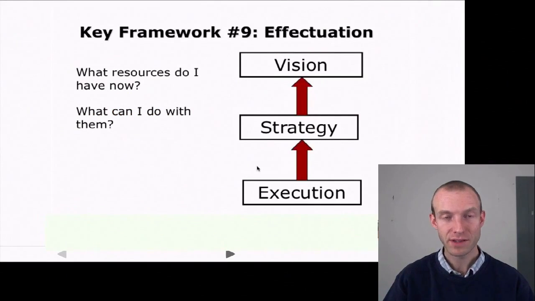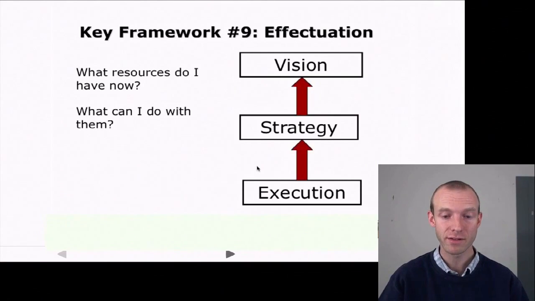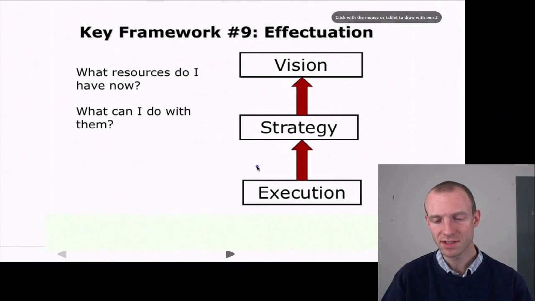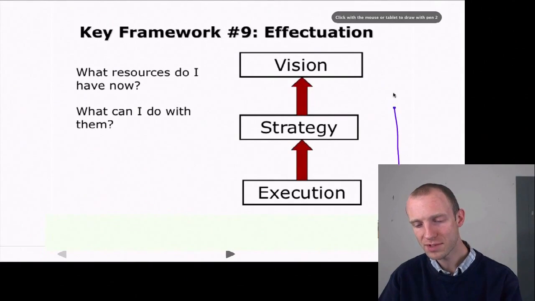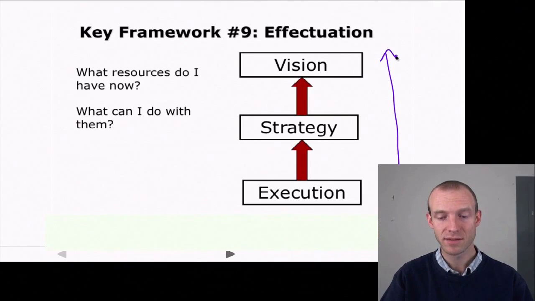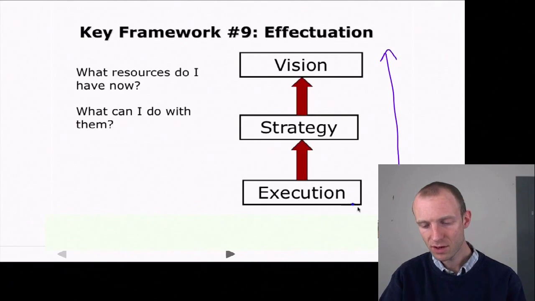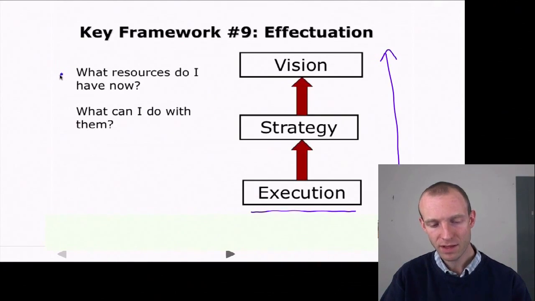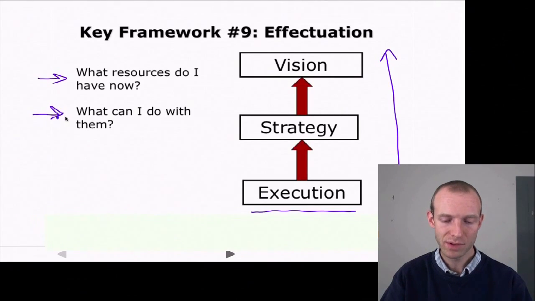Number 9 is known as effectuation, and this was created by Saras Sarasvathy at University of Virginia. And notice that this model essentially reverses our model that we started with. In this model, you don't start with the vision. Similar to Steve Blank's ideas of customer development, you start by doing some things. You start by thinking about, what resources do I currently have? What can I potentially do with them?